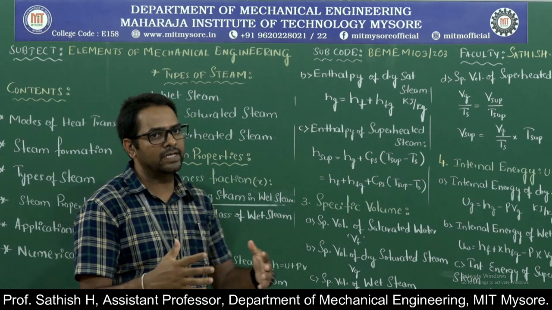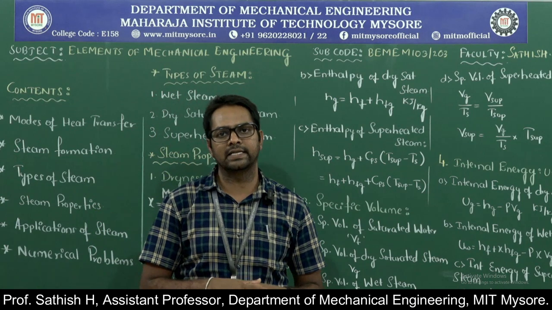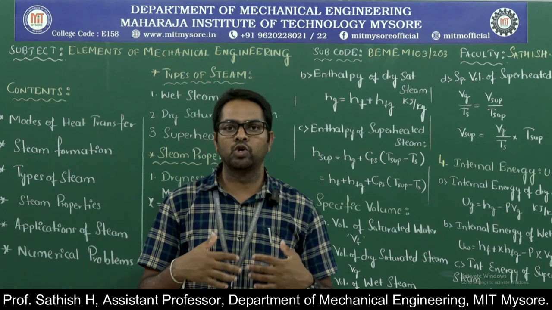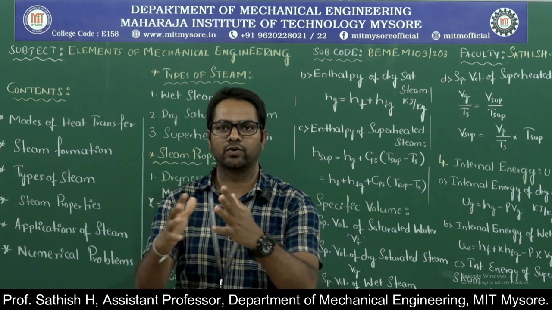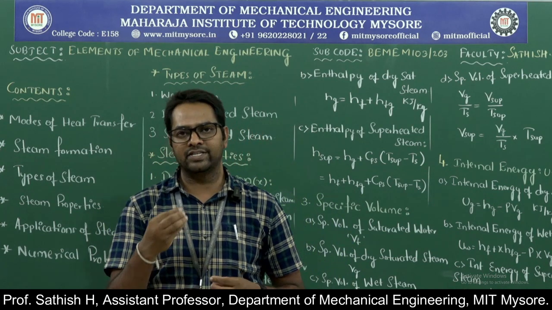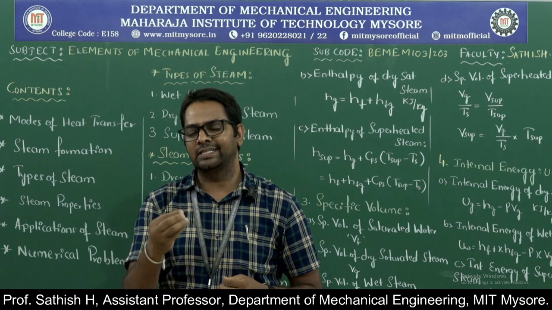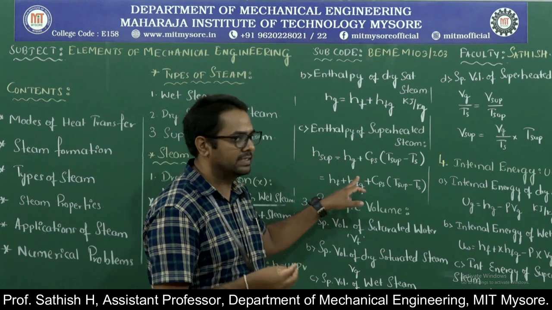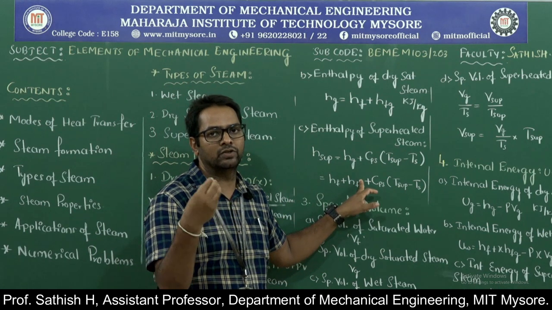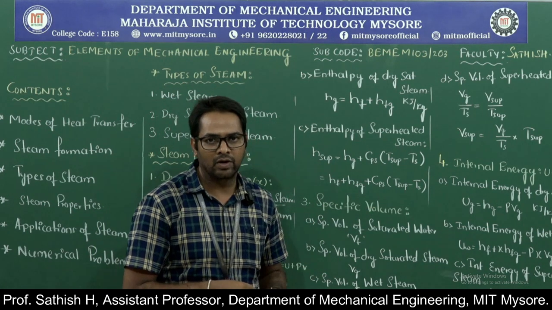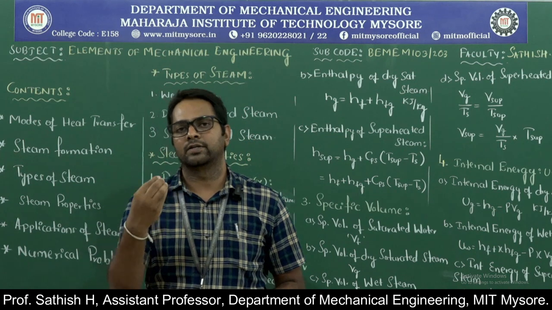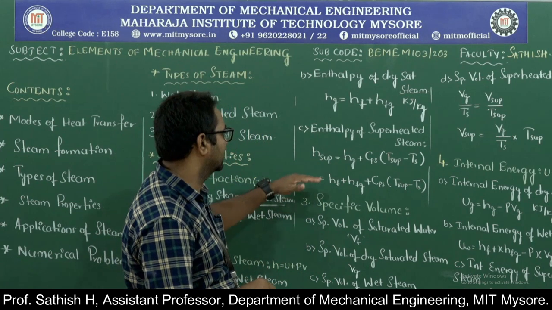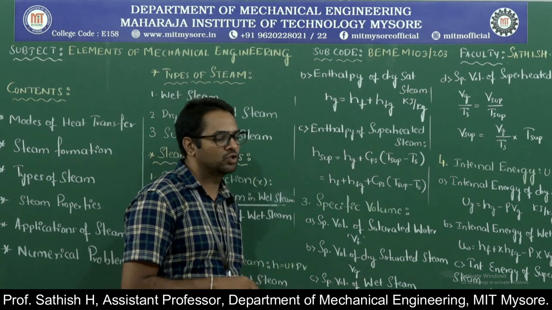So what is meant by the enthalpy of the superheated steam? It is the amount of heat you supply to 1 kg of water at 0 degree centigrade, the initial temperature of the water, in order to convert that into 1 kg of superheated steam at a given superheated temperature and at the corresponding pressure. That is the enthalpy of the superheated steam.